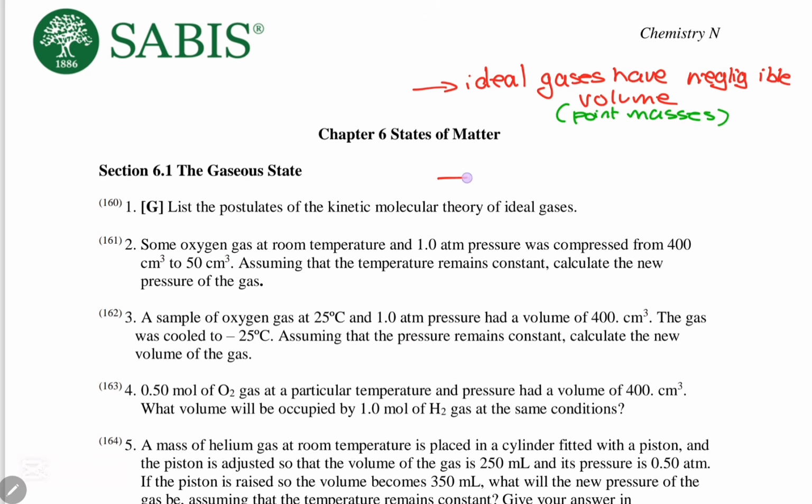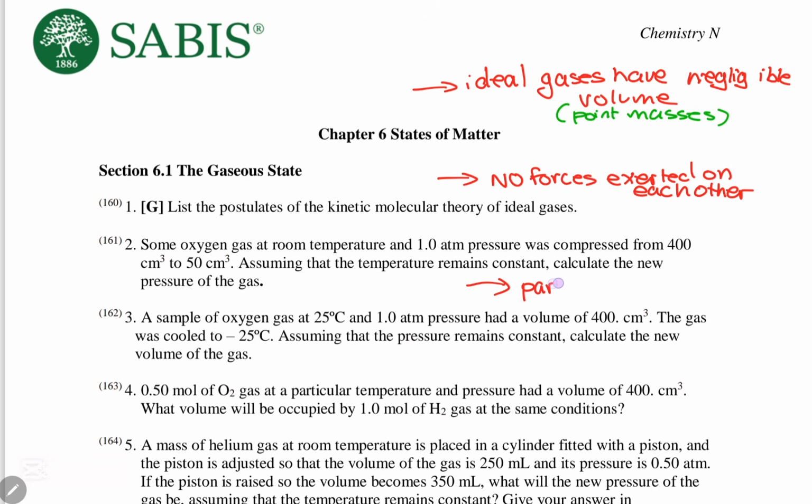What's the second postulate? This is very simple, very easy. The particles exert no forces on each other. This means that they do not attract each other and they do not repel each other. Okay, so now we'll move on to the third postulate. What does the third postulate say? The randomly moving particles collide with each other and with the walls of container in perfectly elastic collision.